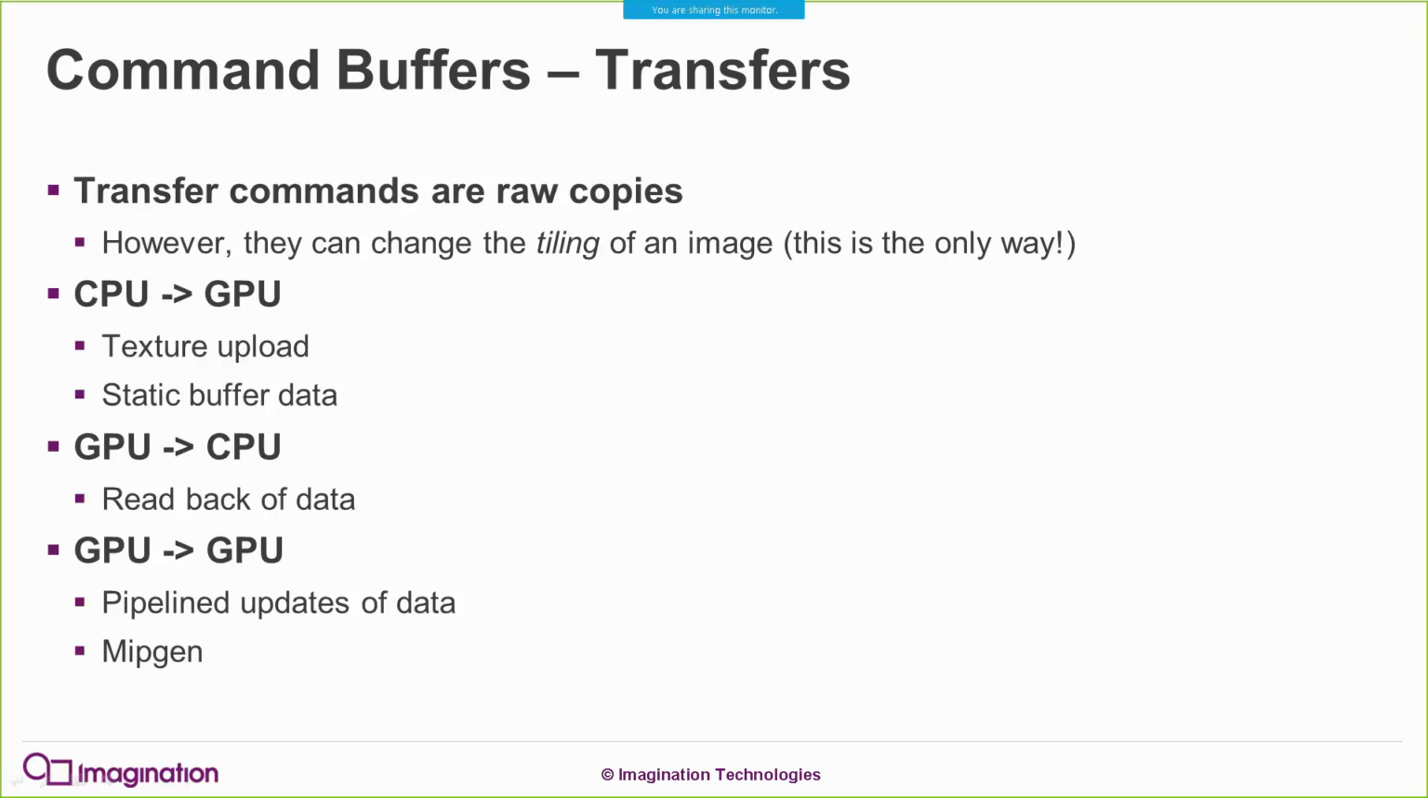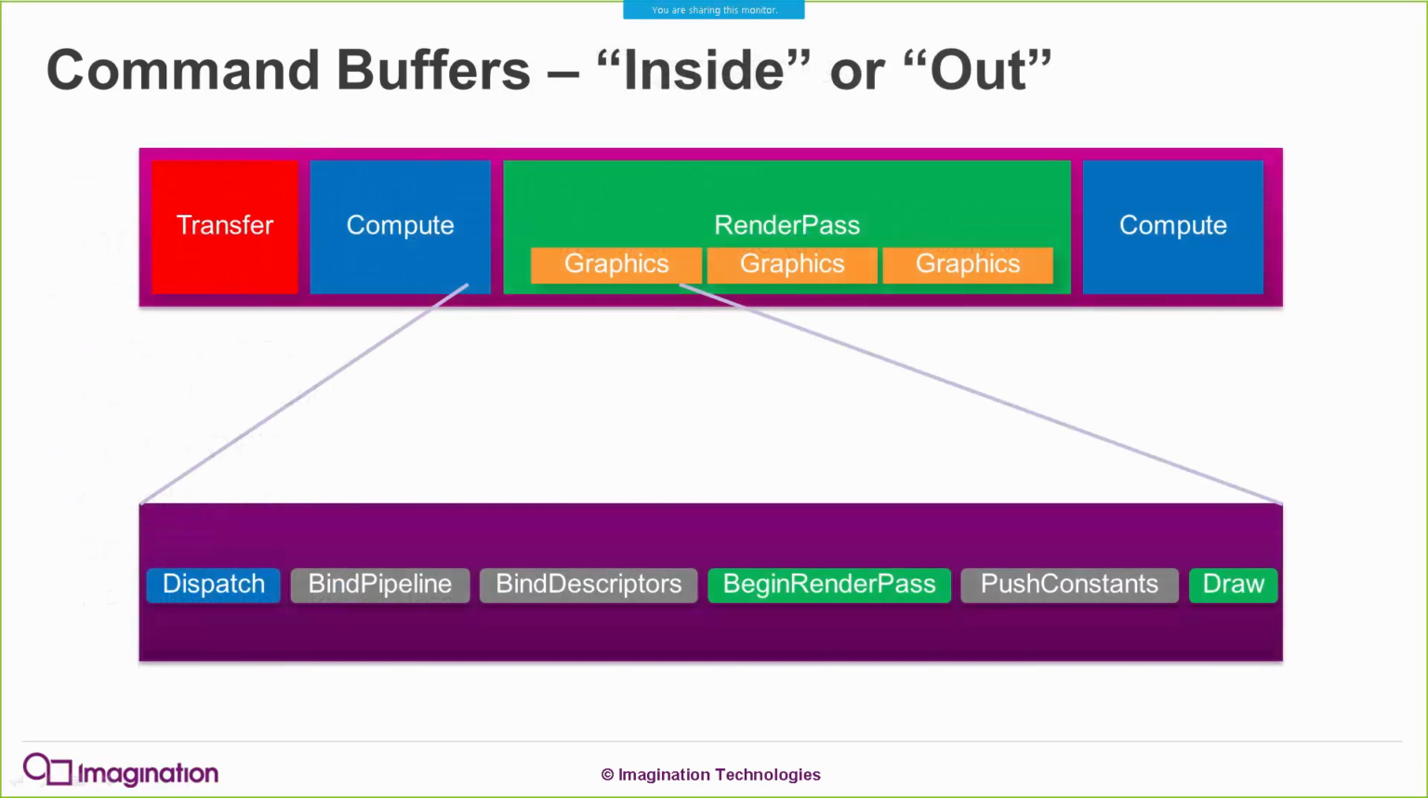The other really important use case is MIPGen, where you would queue up a series of VK command blit images to generate your mipmaps. There is no VK command to generate mipmaps. It's up to the application to do.